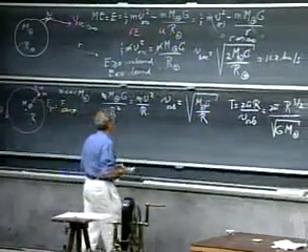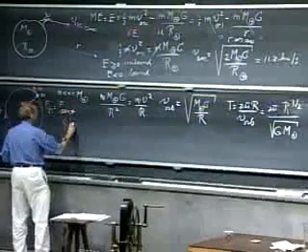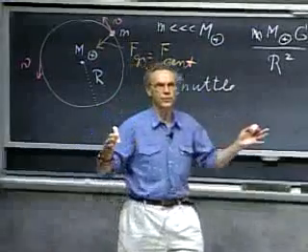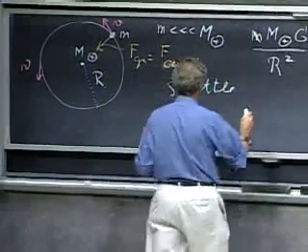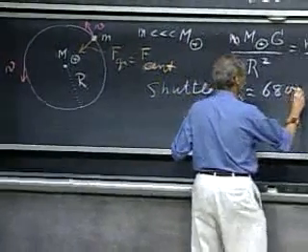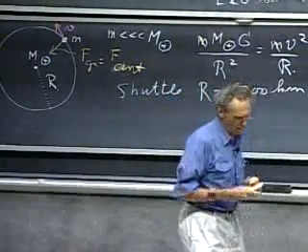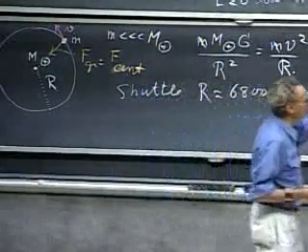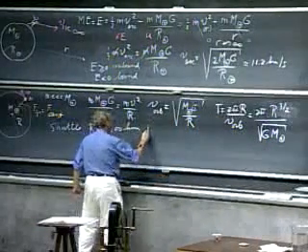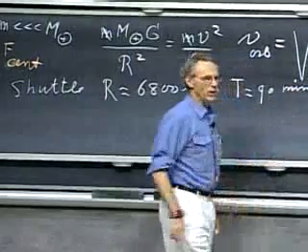If we take the shuttle as an example of a near-Earth orbit, the shuttle may be 400 kilometers above the Earth's surface, so we have to add to the radius of the Earth 400 kilometers, so you end up with about 6,800 kilometers for the radius of the orbit of the shuttle. You substitute that in here, the mass of the Earth and the gravitational constant, and you'll find that T is about 90 minutes. It's about 1.5 hours.